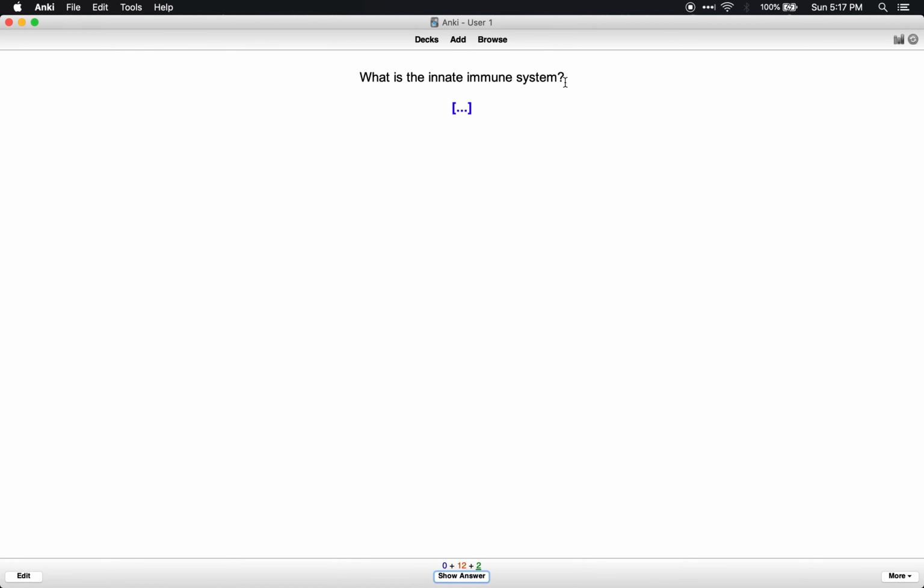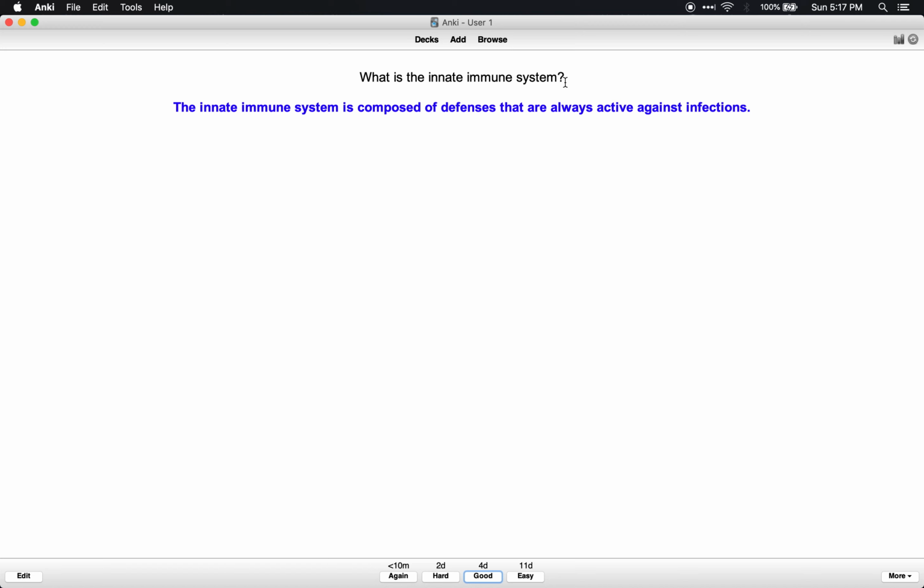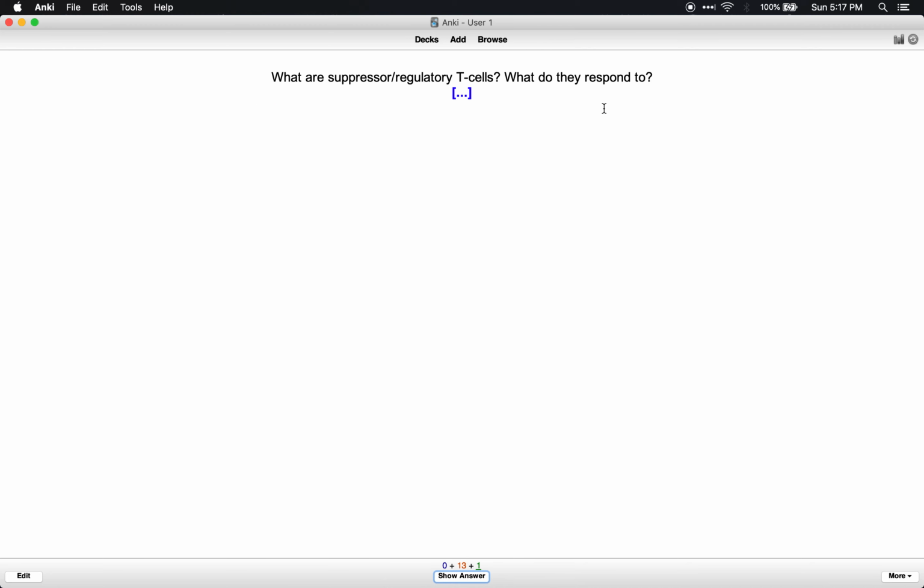The innate immune system is another word for the non-specific immune system. Defenses that are always active against infection.